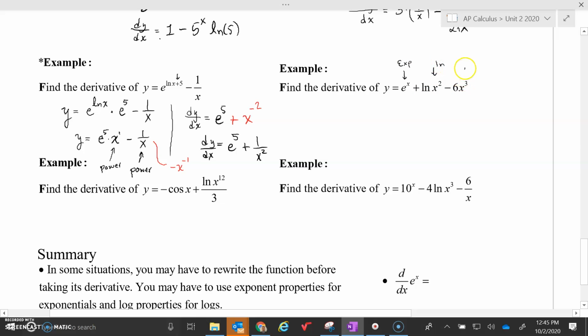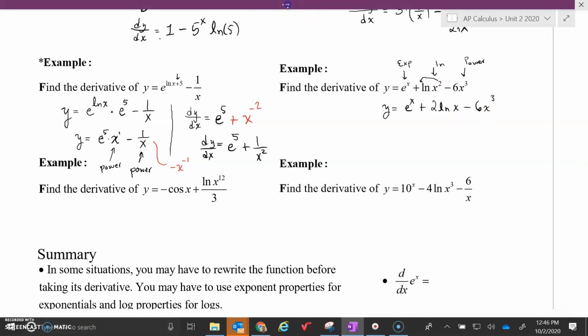All right, and then this is a power. So we have 3 different rules on this one problem. We've done this before. So I'm going to drop the 2 out front by using the power property for logs. The power property for logs, though, is not taking the derivative. The power property for logs is just rewriting the power in front. Okay? So I have not yet taken the derivative.